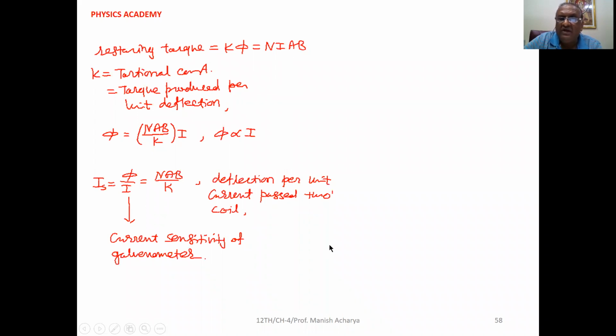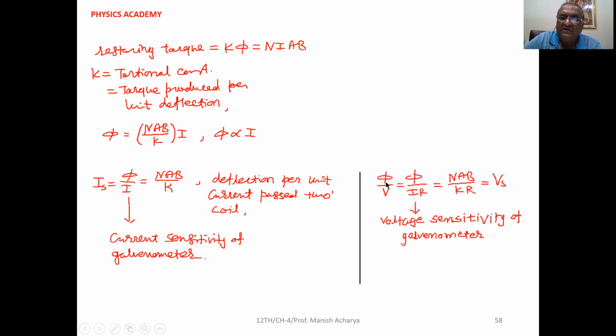From this, you can write the equation for voltage sensitivity also. Here, on both sides multiply by 1 upon R. So phi upon IR, where IR is voltage. So phi by V is nothing but the deflection per unit potential difference. That is NAB upon KR, and that is called the voltage sensitivity of the galvanometer. Clear to all of you?